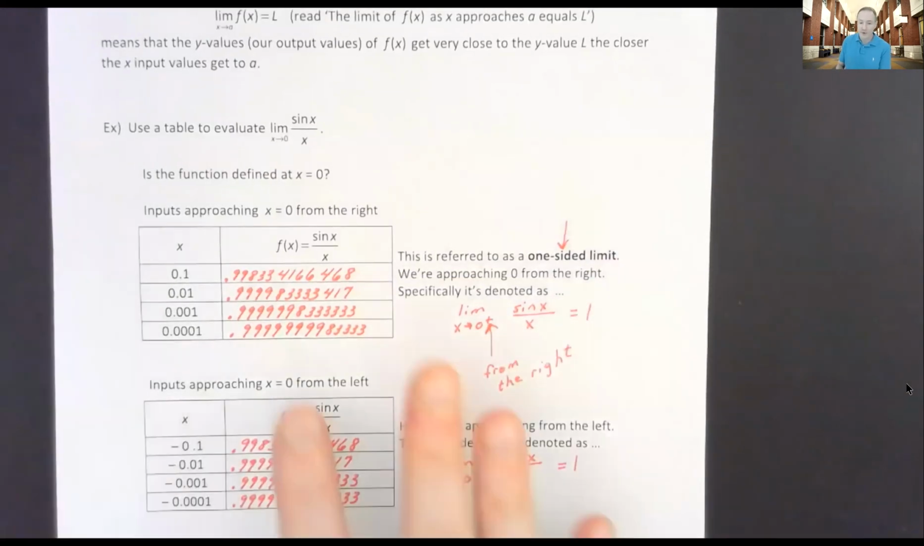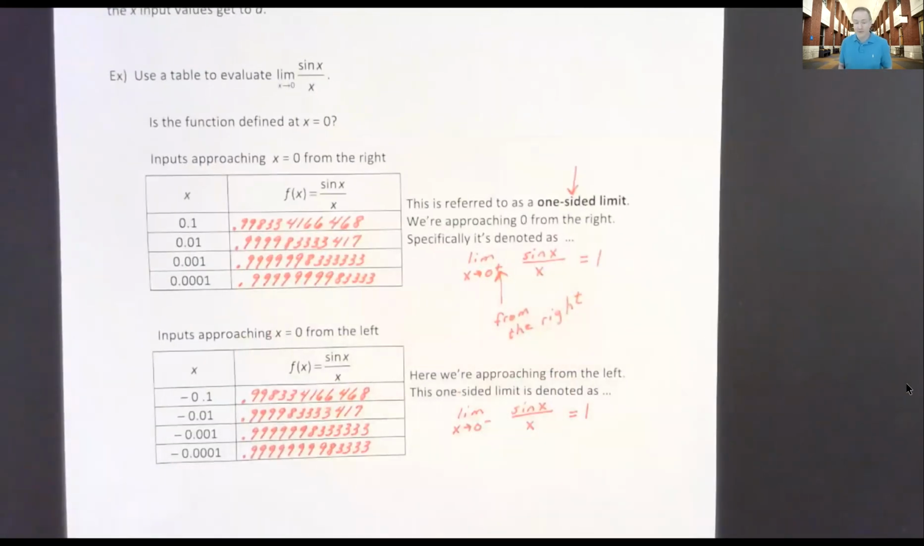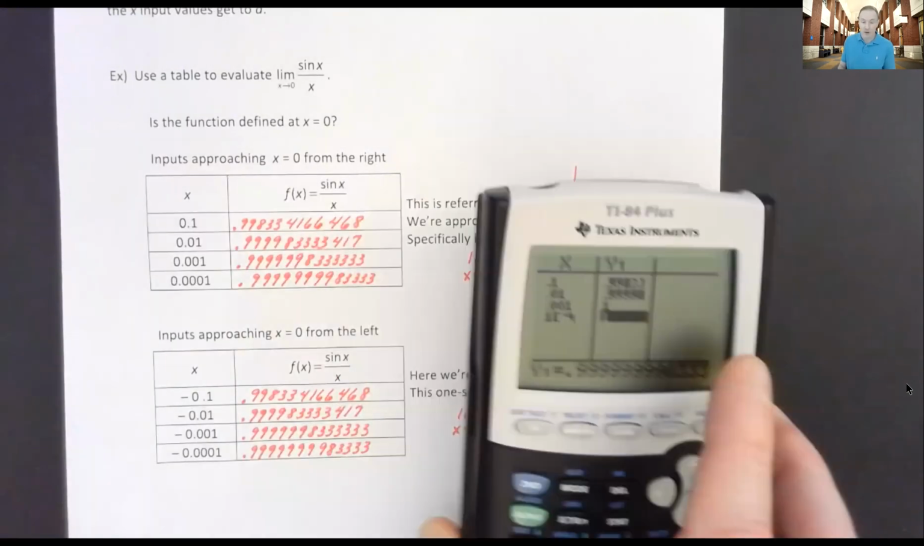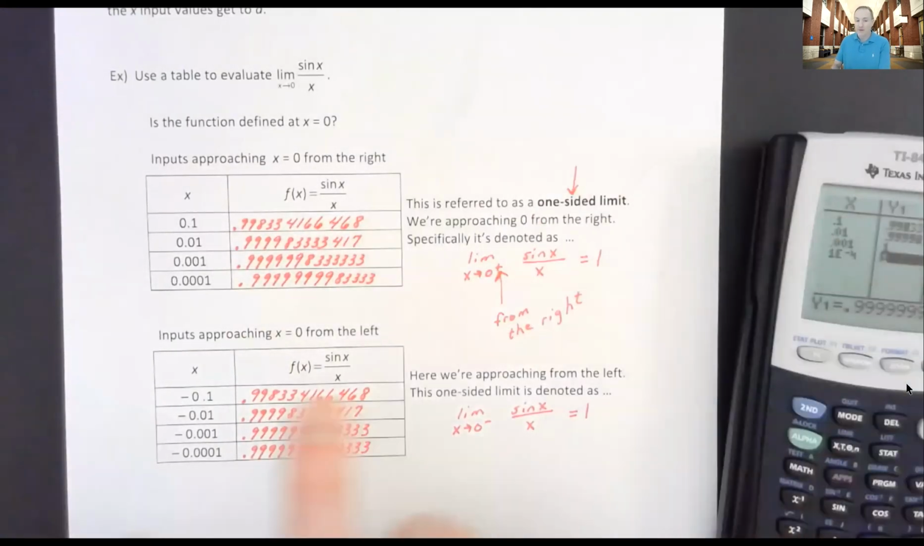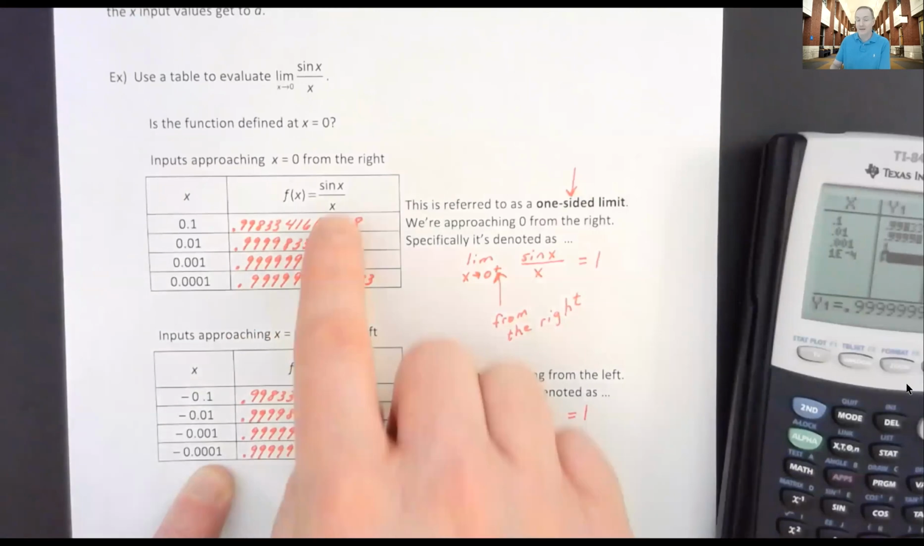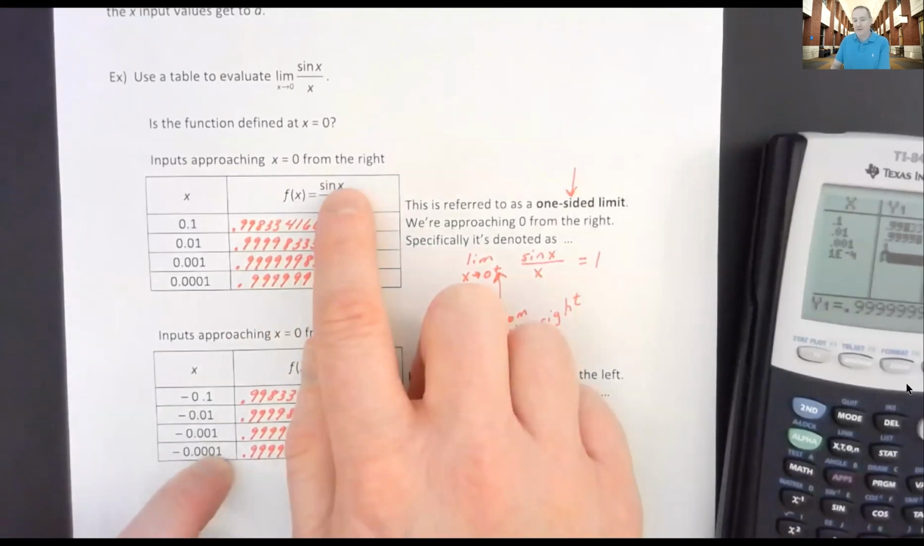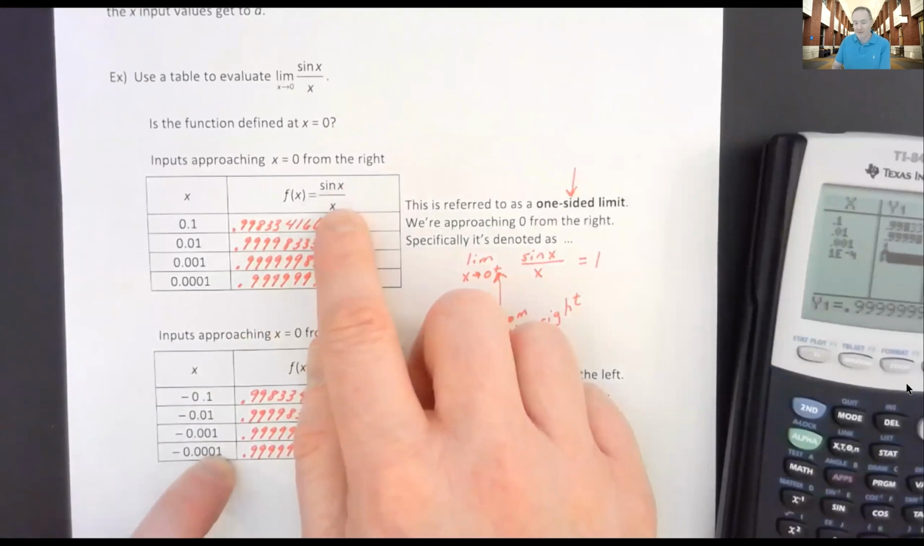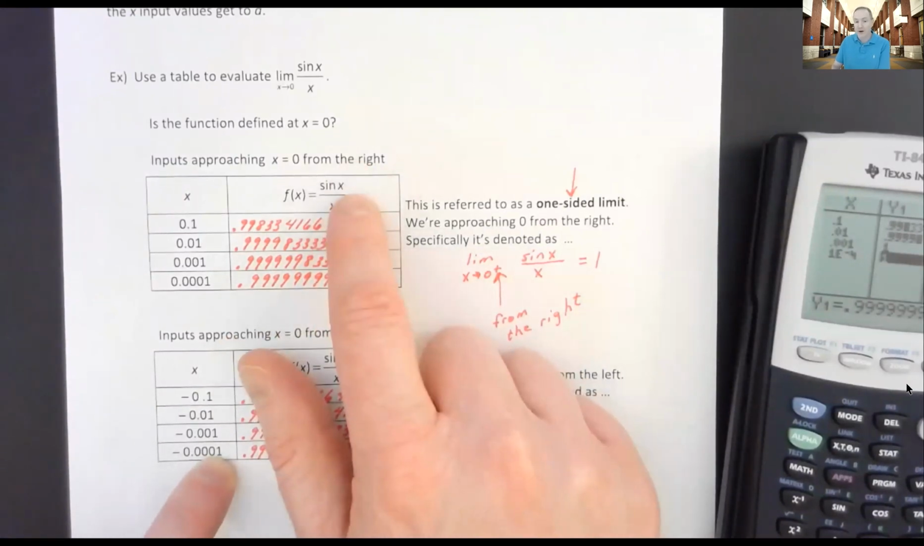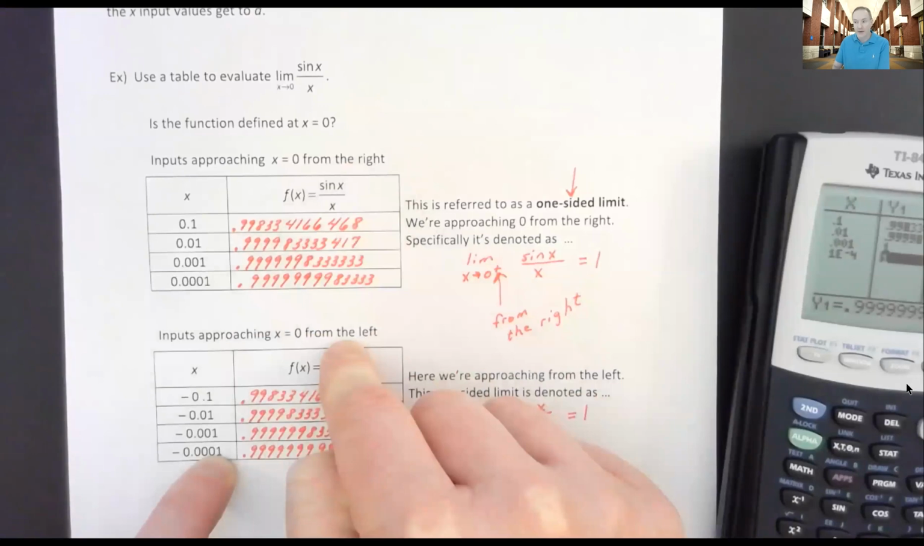Now, if I approach 0 from the left, then you can say, well, all right. Now, I already knew that the y values would be the same. In fact, I did that without going to the calculator because I knew that the sine function was an odd function. x is an odd function. Odd divided by odd is even. What do you know about even functions?